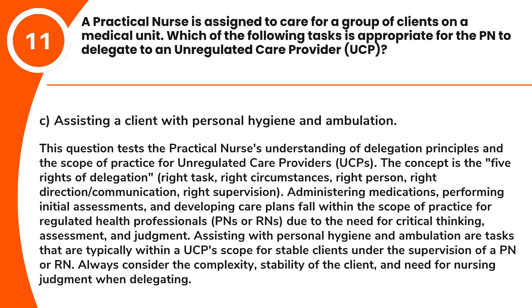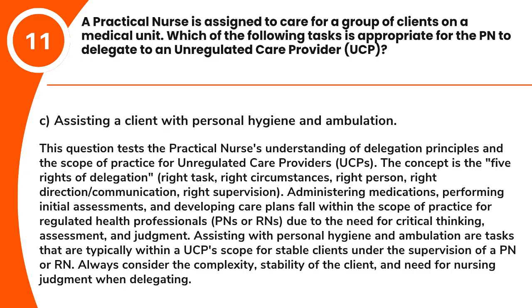Answer: C. Assisting a client with personal hygiene and ambulation. This question tests the practical nurse's understanding of delegation principles and the scope of practice for unregulated care providers, UCPs. The concept is the 5 rights of delegation: right task, right circumstances, right person, right direction/communication, right supervision.